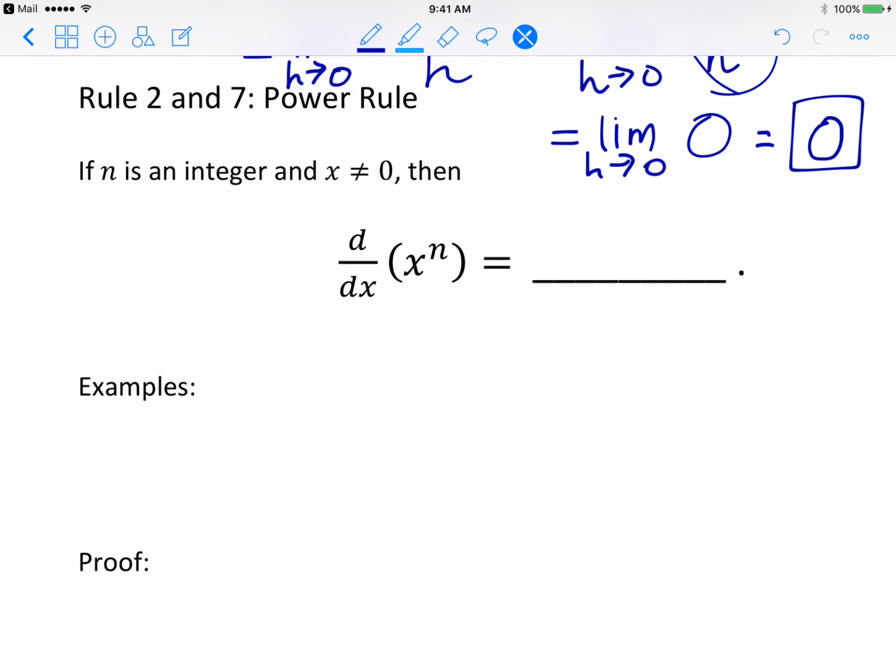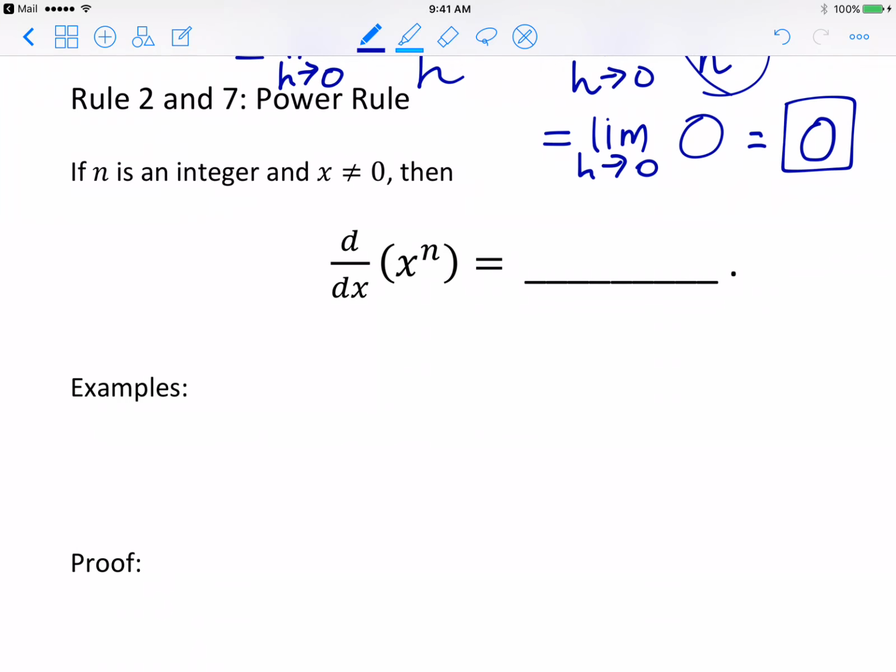Okay, this is rule number 2 and number 7. Differentiation rule number 2 and number 7. You could also call it a shortcut called the power rule. And the purpose of this is for finding the derivative of any basic power function.